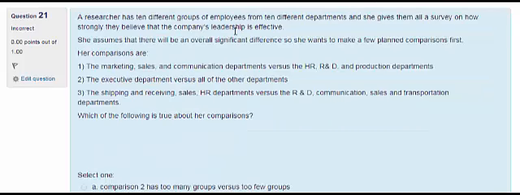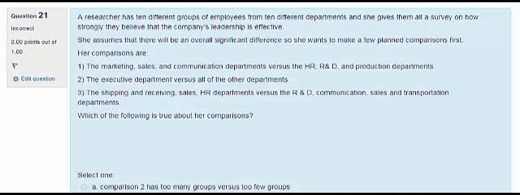Question 21. So this is a planned comparison question. So you have different planned comparisons, 1, 2, and 3. Comparison 2 has too many groups versus too few groups. That is never an issue. You can have 1 against 10 if you want. So it doesn't matter how many groups you're comparing to each other.